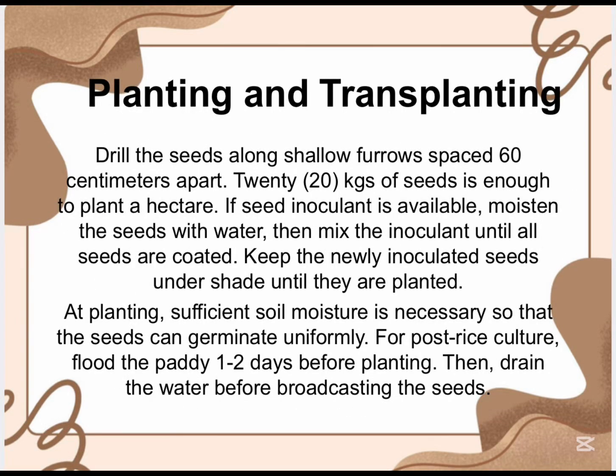Planting and transplanting. Drill the seeds along shallow furrows spaced 60 cm apart. 20 kilograms of seeds is enough to plant a hectare. If seed inoculant is available, moisten the seeds with water. Then mix the inoculant until all seeds are coated. Keep the newly inoculated seeds under shade until they are planted.